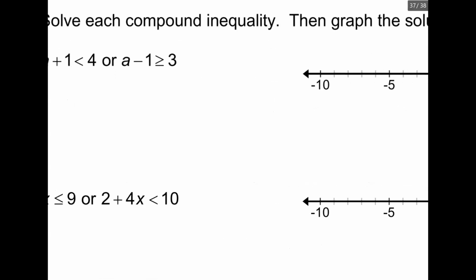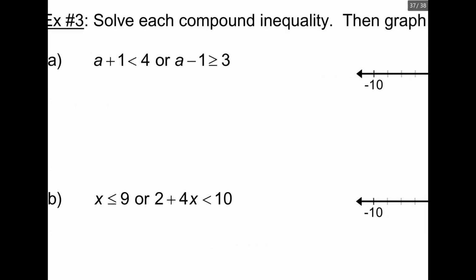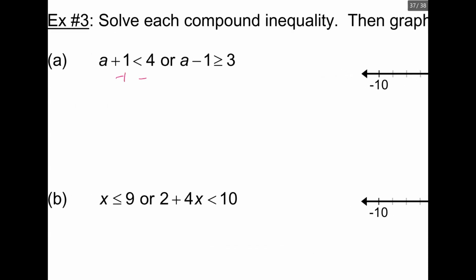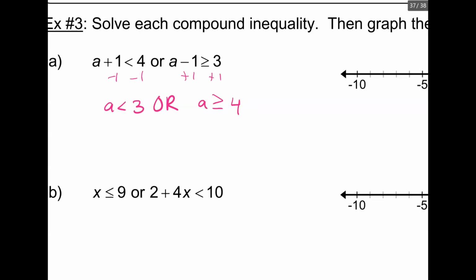We can go through this inequality. Okay, so we have to isolate the a, get it by itself. So I have a less than 3. Or I have, let's see, add 1 on both sides. I have a greater than or equal to 4.